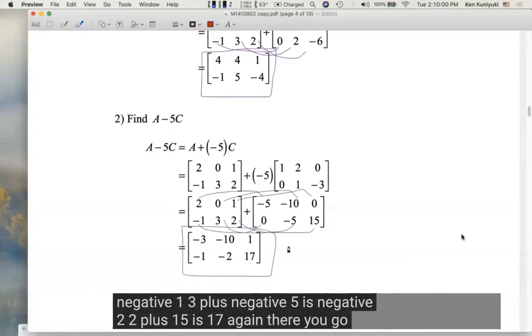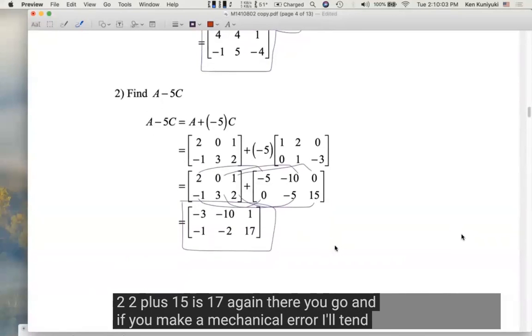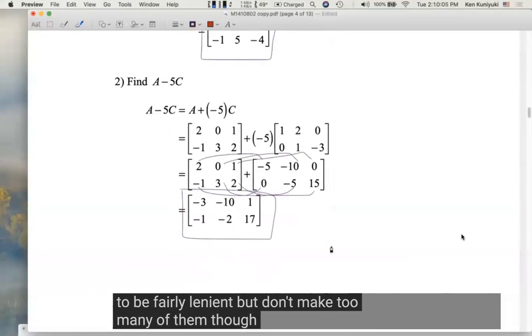Again, there you go. And if you make a mechanical error, I'll tend to be fairly lenient. But don't make too many of them, though.